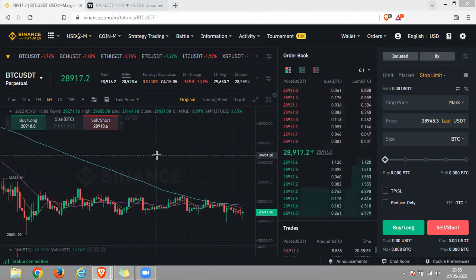Today's video, I'm going to be talking about the A to Z of the Binance futures trading interface. Now, I know we're in a bear market and a lot of people are looking to short the market, but so many of them don't really know how to trade futures. So I came up with this video to help everyone in this area.